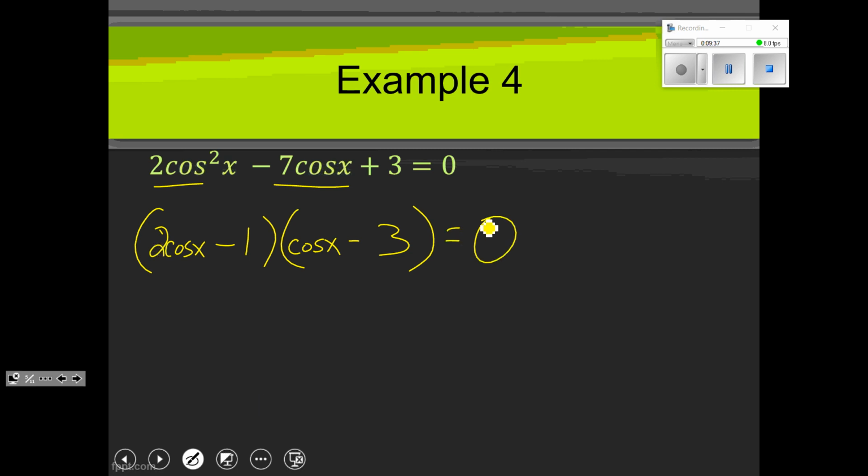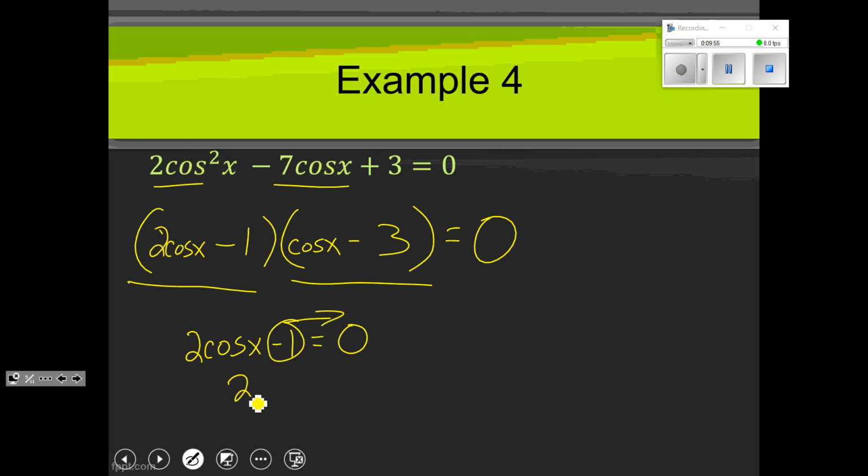So, remember when we solved quadratics and it was set equal to 0, what we did? We took each factor and we set it equal to 0. So 2 cosine x minus 1 equals 0. So if I moved this over, 2 cosine x equals 1, and divided by 2. So cosine x would equal positive 1/2. Is it plus or minus? No, it is not, because I did not take a square root. It's just positive 1/2.